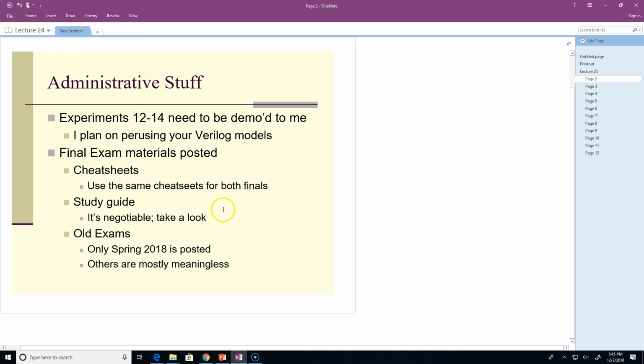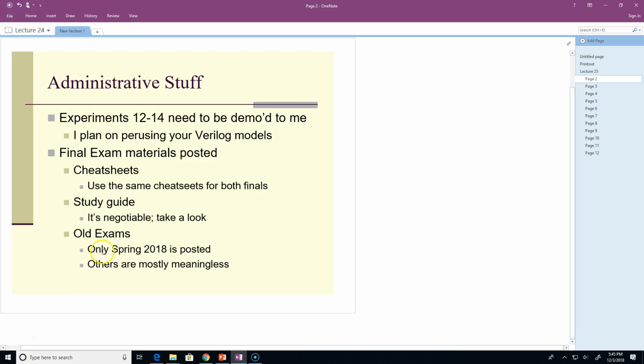So I posted one old exam, which is the spring exam. I actually didn't post the spring of 2018. The spring 2017 is posted. And I didn't post spring 2018 because no one picked it up, and I might reuse some of those problems on there. A lot of the exams before that were just used as different type of material, and it's basically meaningless. I don't even want to post them. I think they were posted before, but I took them down because they're totally useless.